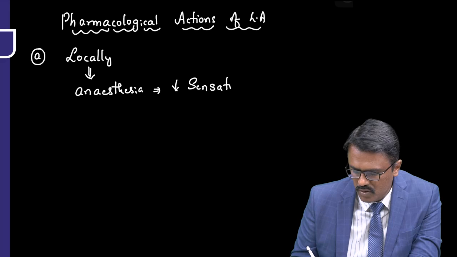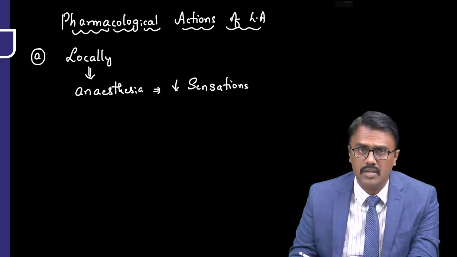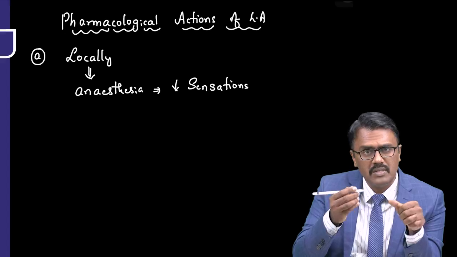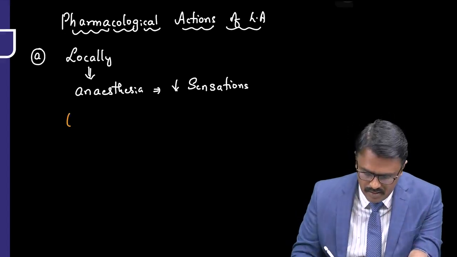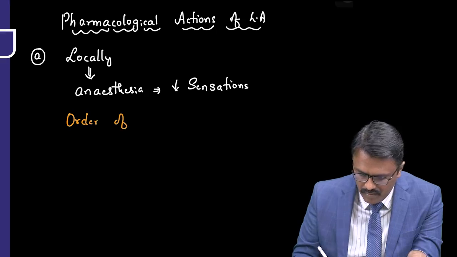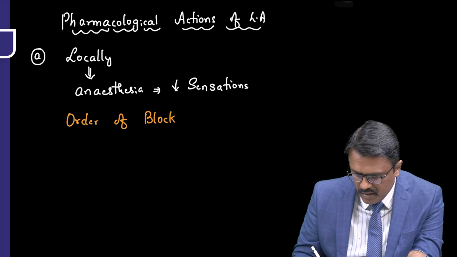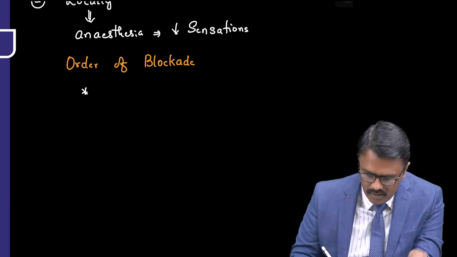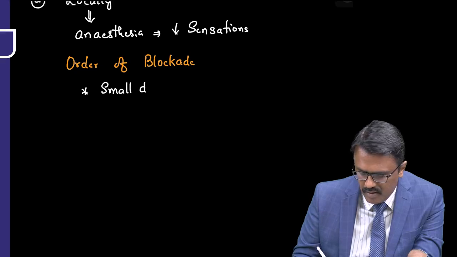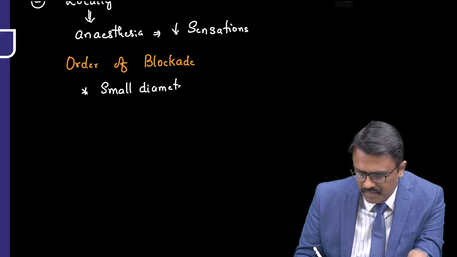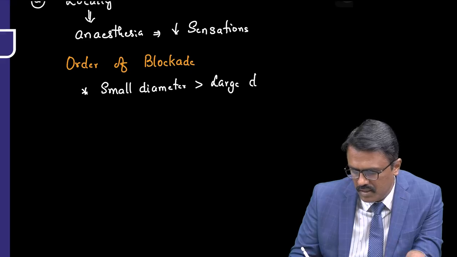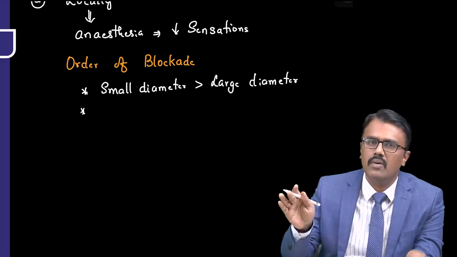They produce anesthesia, so that means they decrease all the sensation. Tell me what are the sensations you know of? Pain, temperature, touch, pressure, all those things. Now when we start local anesthesia, which fibers are affected first? So let us write who gets affected first. Order of blockade. This is taken from K.D. Tripathi. Now the small diameter nerve fibers are affected first, then the large diameter, because it's very difficult to penetrate the large diameters. So that's why small diameter easily they can go and block it.